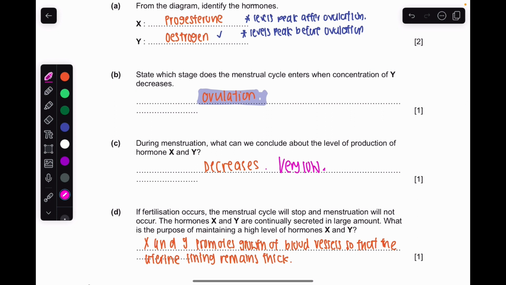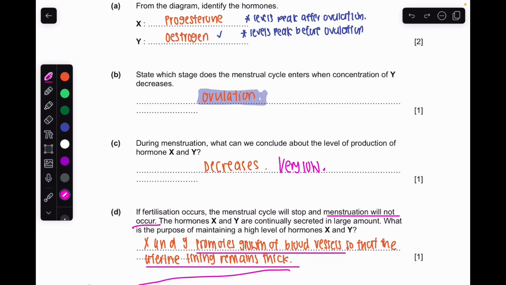Okay, if fertilization occurs, the menstrual cycle will stop and menstruation will not occur, right? That makes sense. If there is fertilization, then the embryo is going to implant itself into the uterine lining. There will not be any menstruation. So X and Y will continuously be secreted. What's the purpose of maintaining a lot of progesterone and estrogen? That is because these two hormones promote the growth of blood vessels so that the uterine lining can remain thick for the implantation of the embryo and supplying the embryo with nutrients. Okay, so that's just a simple answer here.